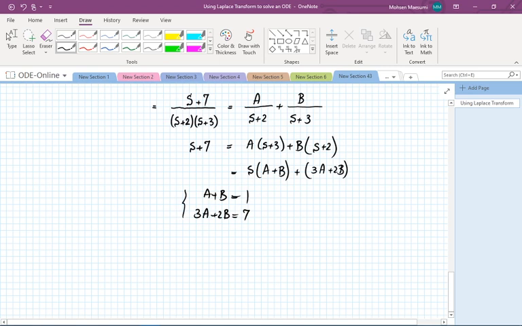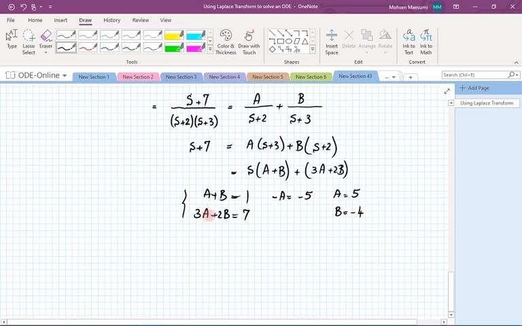It's quite straightforward to multiply the first equation, say, by 2 and subtract this from that equation. So I'll get 2A plus 2B is equal to 2. When you subtract it, you get minus A is equal to minus 5. So obviously that means A is equal to 5. And then when you plug it back here, you figure out that B is equal to minus 4.